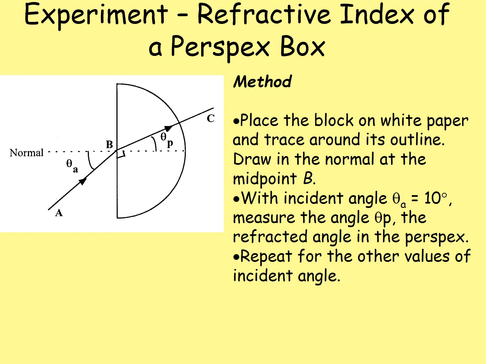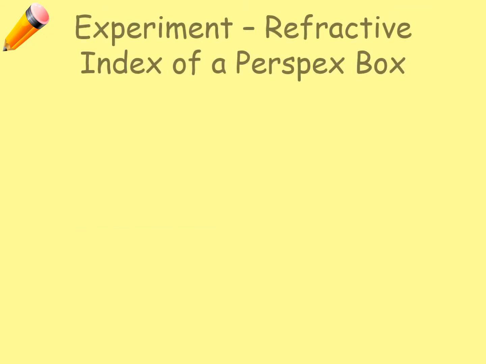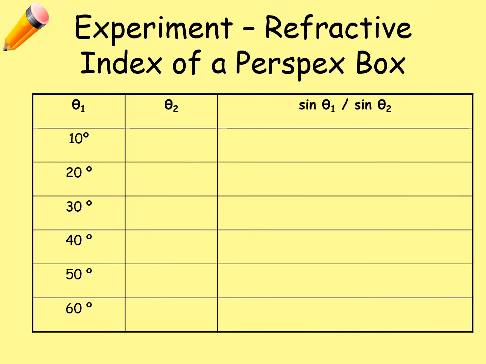The incident angle theta A is equal to 10 degrees. We measure the angle theta P, which is the refractive angle in the perspex. Then we repeat for other values of incident angle. This information is then recorded in a table. Once we've calculated the sine of the angles, the angle of incidence, theta 1, and the angle of refraction, theta 2, we work out the ratio of sine theta 1, the angle in air, to sine theta 2, the angle in the perspex.